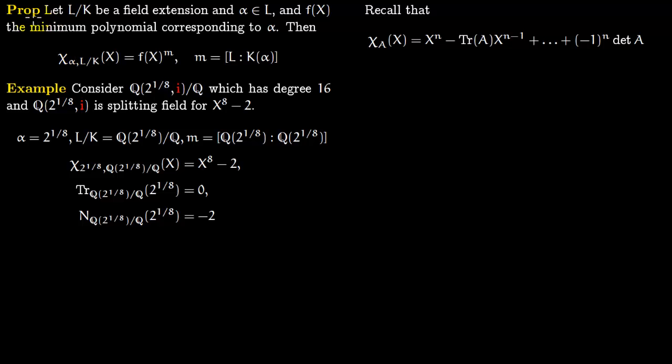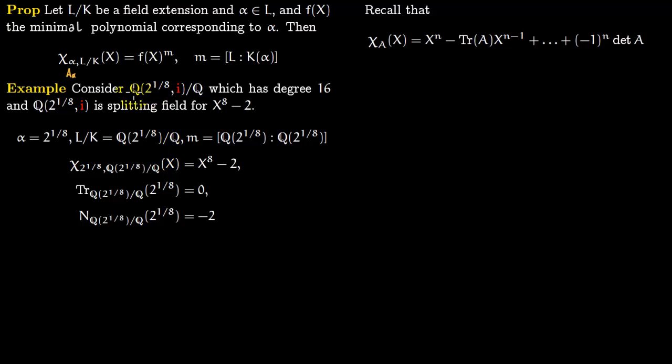So now we will do an example which will use this proposition. We will have a field extension L over K, alpha will belong to L, f of x would be the corresponding minimal polynomial, and then we have the characteristic polynomial corresponding to alpha. So this alpha is nothing but a matrix here. Now we are thinking of matrix A alpha, and then you have this m as the degree of this extension.